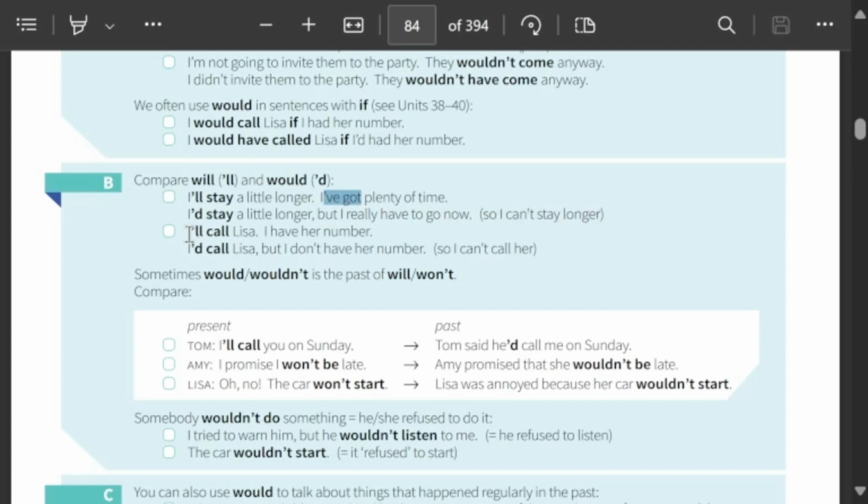I would stay longer, but I really have to go. So I have to go, so I cannot stay. Another way you could say is, I would stay longer if I didn't have to go. But I have to go. You understand? There is like a problem there.